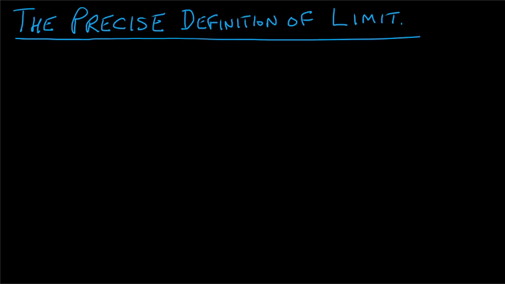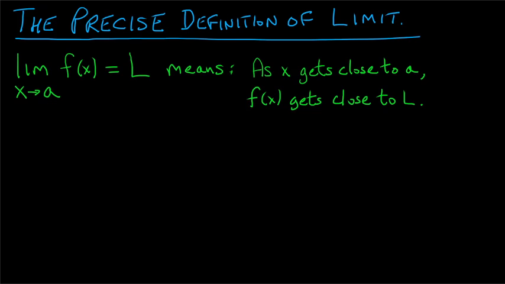Okay, so let's finish up with the precise definition of a limit. Let me just remind you of what our previous definition was. The limit as x approaches a of the function f of x equals L means the following: as x approaches a, or gets close to a, f of x gets close to L. So f of x approaches the limit L, assuming that the limit exists and it's a real number.